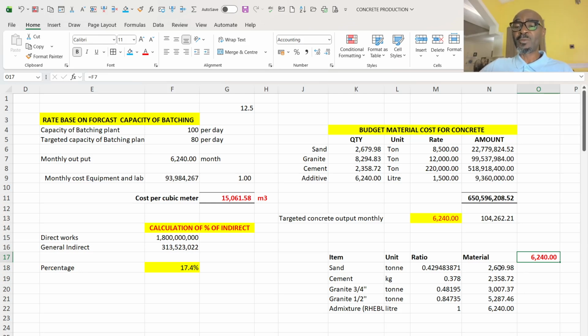For the 6,240, I now transfer this volume of material up here, then apply the unit rate per ton for sand, granite, cement and additive. So it gave me the total cost of 650,596,208 naira 52 kobo.